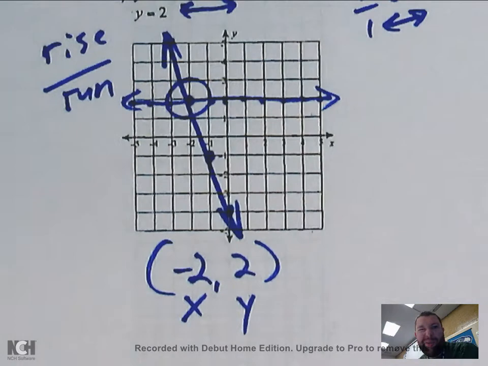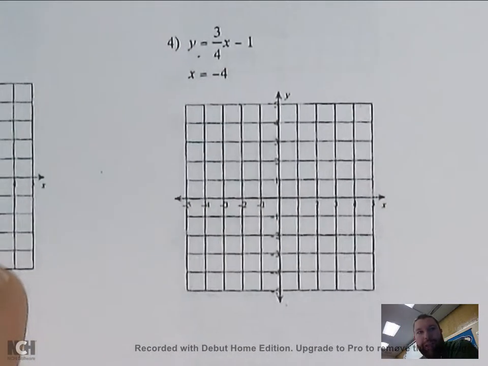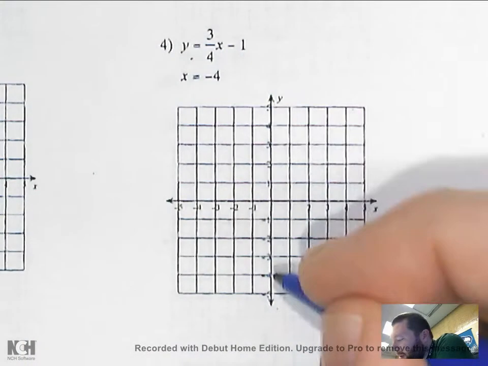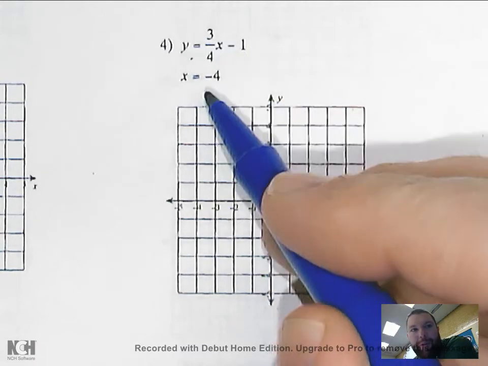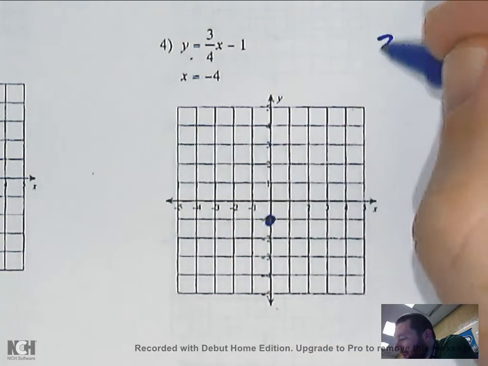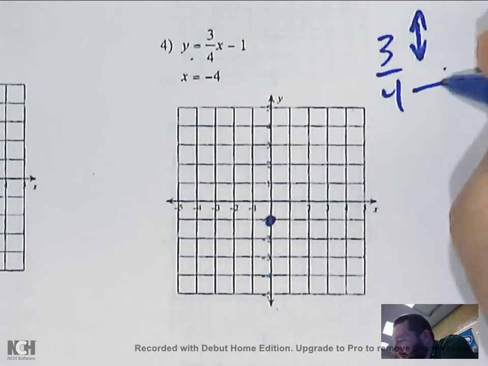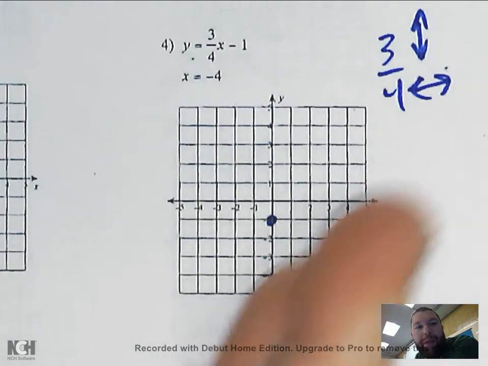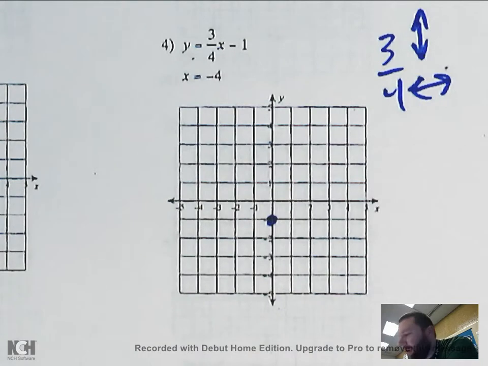Okay, not too tough, right? Let's look at another example. This one, again, let's start with the first equation. It has a y-intercept of -1, so I'd start at -1, and a slope of 3 over 4. So 3 over 4 is going up or down 3 and left or right 4. It's positive, so it should be going uphill as we go from left to right.